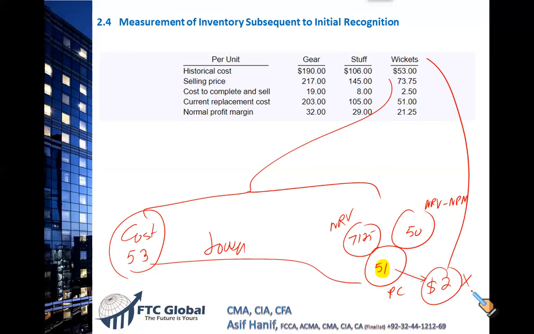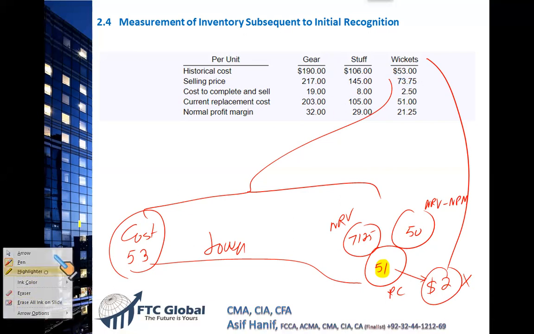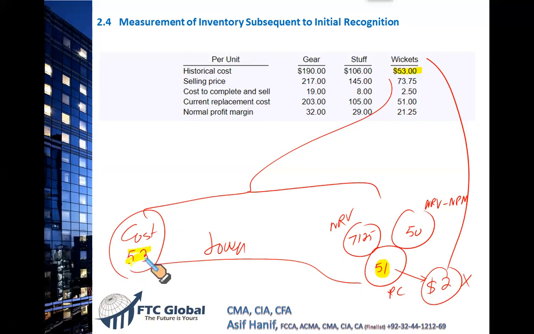Yes, sure. Look at this. Our historical cost is 53. Let me highlight the specific parts. Our historical cost is 53. The designated market price is the middle circle or the middle bubble. Our NRV is 71.25. How do we calculate it? 73.75 less 2.5. Our replacement cost is 51. And our NRV minus normal profit margin is 71.25 less 21.25. That gives you 50 as your NRV minus normal profit margin.